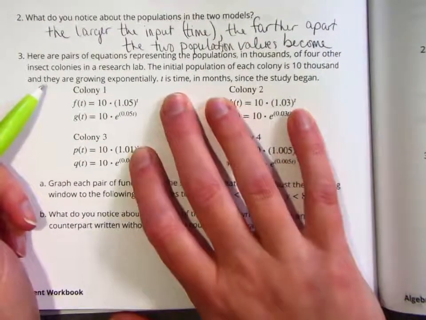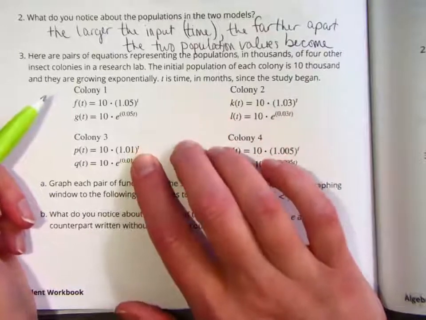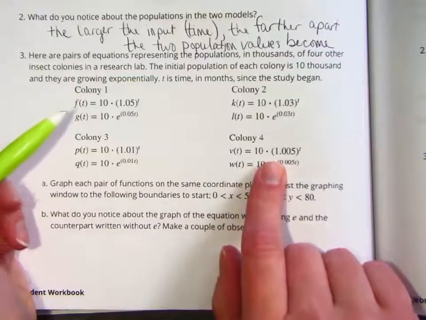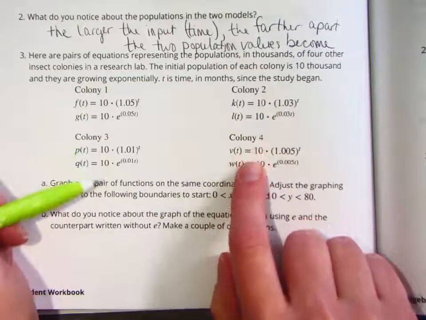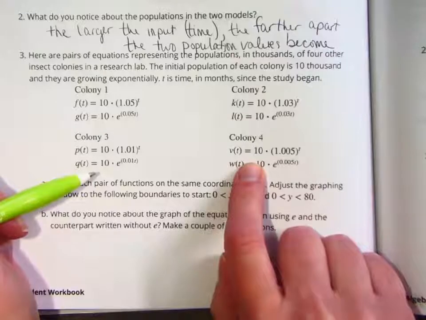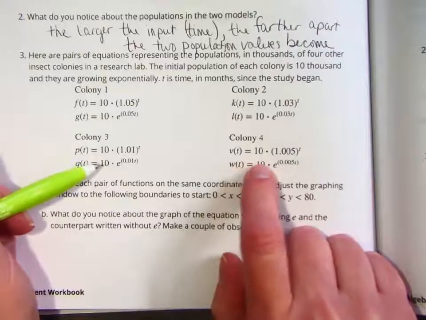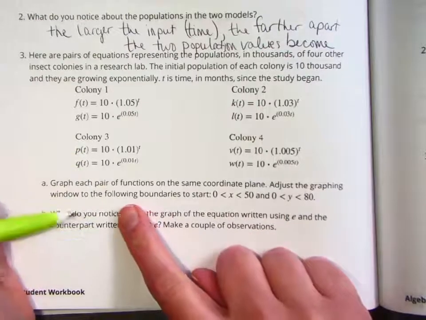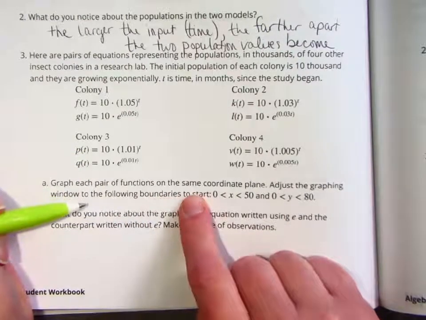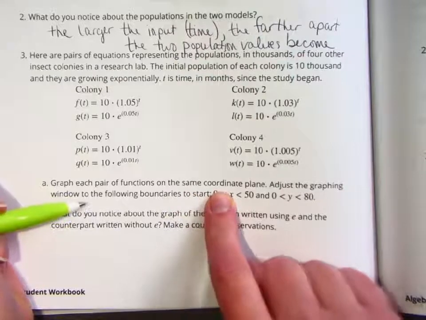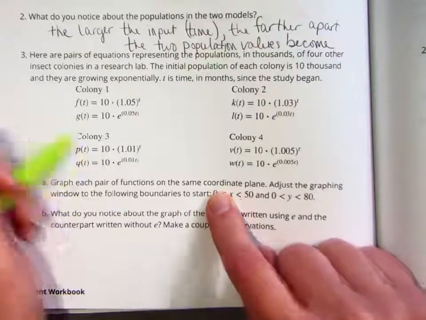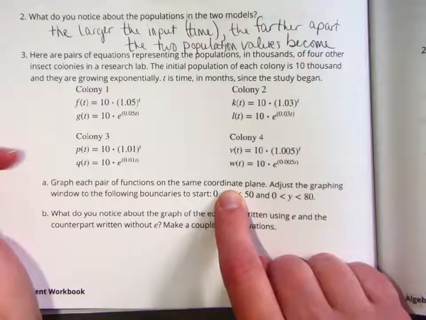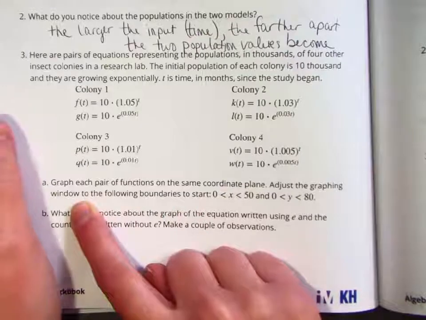Question 3 tells us we have a pair of equations representing populations in thousands of 4 insect colonies in the research lab. Each one of them has an initial population of 10,000, and they're all growing exponentially. It asks us to graph each pair of functions on the same coordinate plane. Now you can use Desmos, since you already have a Chromebook out and you're watching this video. So you could graph these on Desmos and see what they're looking like.